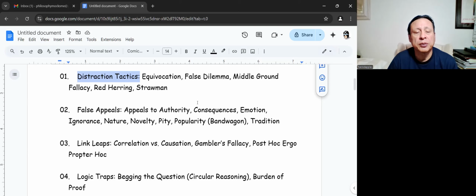Second group, false appeals. Okay, so when you appeal, instead of arguing your point, let's say you think guns should be forbidden, gun ownership should be restricted or severely restricted or just taken away from Americans. Let's say somebody's arguing that, and instead of sticking to the merits or demerits of the Second Amendment, they have appeals to authority. They're like, well, this person said that guns were bad. And I'm like, okay. Or they have an appeal to consequences.